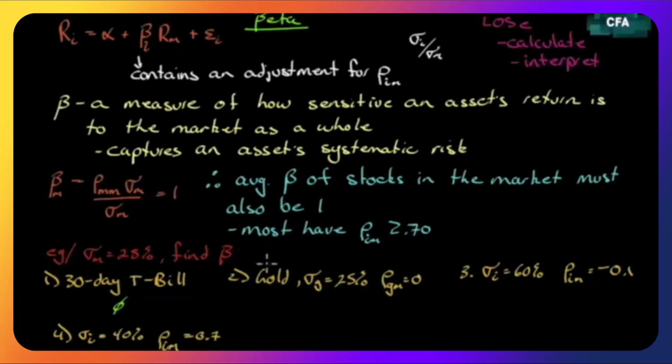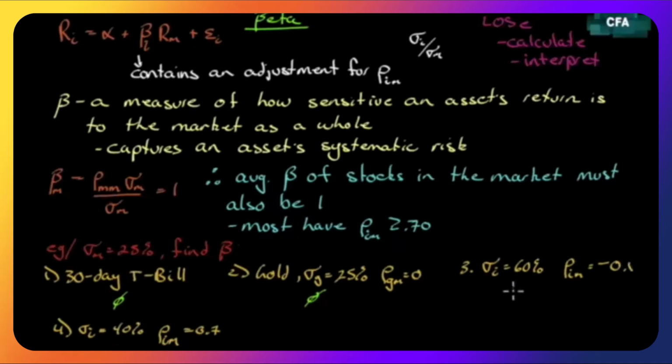What about this particular security here? We have a security with a standard deviation of 60% and a negative correlation with the market of 0.1. How do we solve that one? We would have negative 0.1 times 0.6 divided by 0.25, which will give us negative 0.24. So this stock would have a beta of negative 0.24.